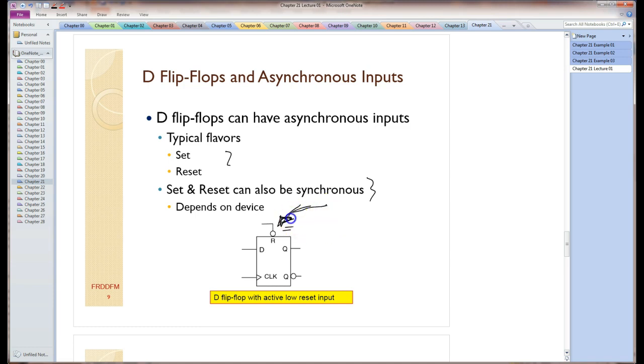So when you're working with problems like this, someone has to tell you in advance whether that R input is synchronous or not. Now it's understood that the D input is always going to be synchronous, but the issue here is once you start working with something new, you've got to check the data sheet, or someone has to tell you whether it's synchronous or not. So it does have the bubble there. The bubble indicates that this input is active low. Typically with these asynchronous inputs, they are active low.